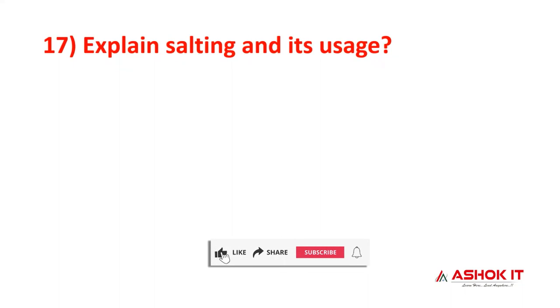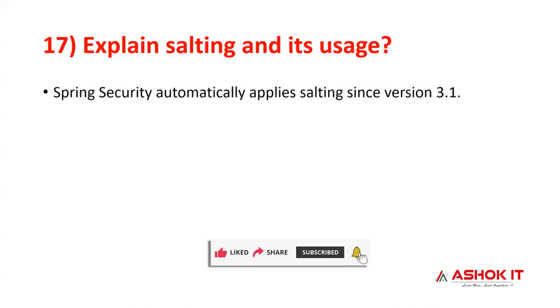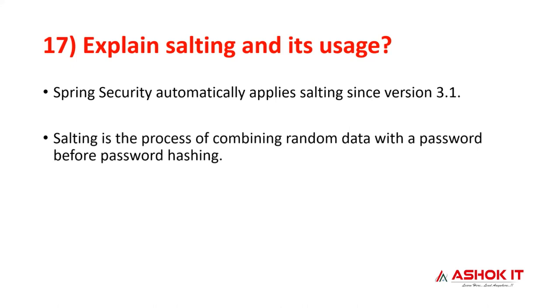One of the most frequently asked questions nowadays, question number 17: Explain salting and its usage. This concept was applied in Spring Security version 3.1. Salting means we add a random number to our password. The random number is generated, added to the password, and then it is converted to an encoded or encrypted format, using password hashing.